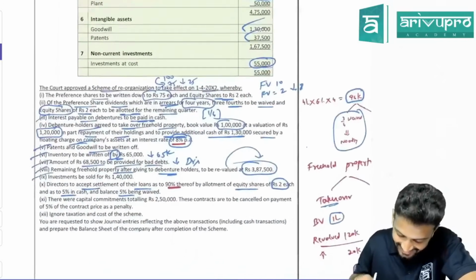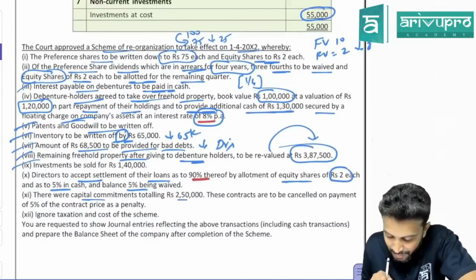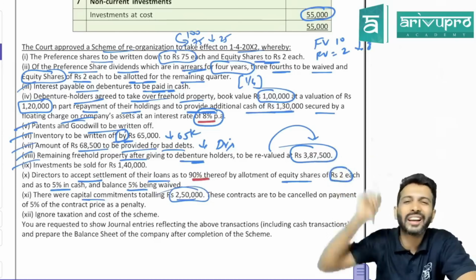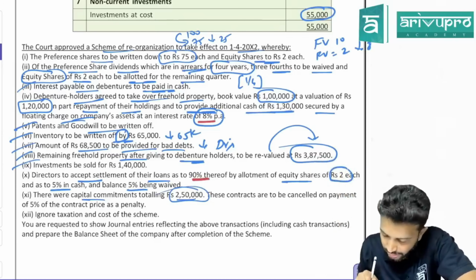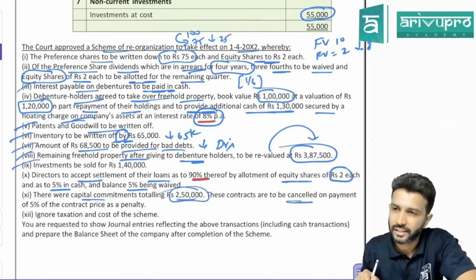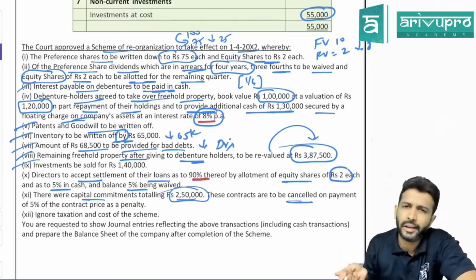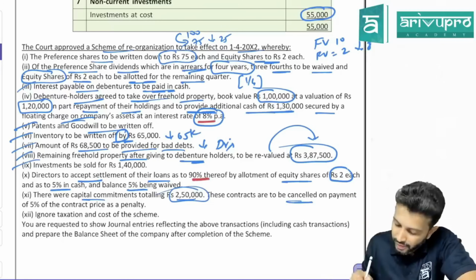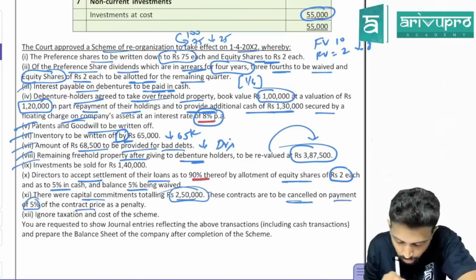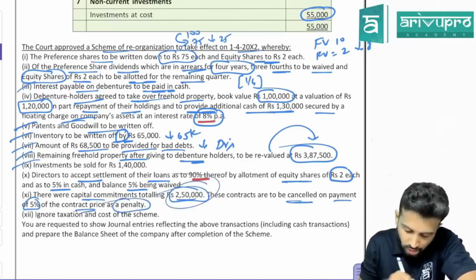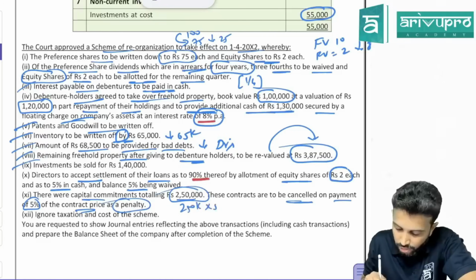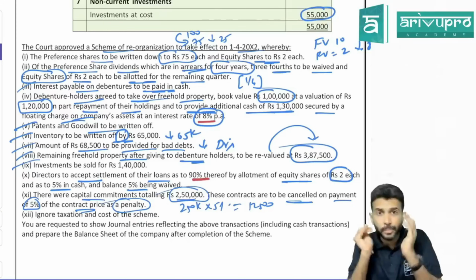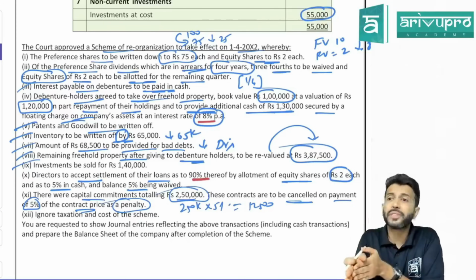Okay, next, anything else, sir? There are capital commitments totaling 2,50,000. So there was some contract we had. These contracts are cancelled. If you cancel a contract midway, the other party will demand some penalty, 5% of contract price as penalty. The contract price is 2,50,000, and 5% penalty is 12,500. So penalty is a loss or expense for the company.